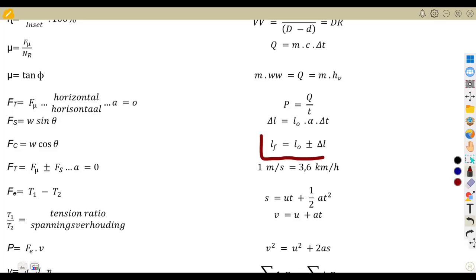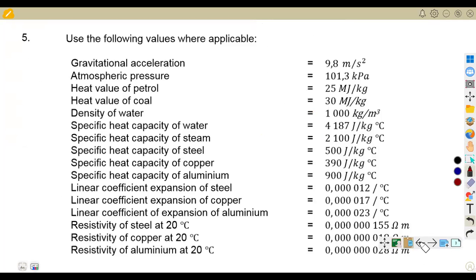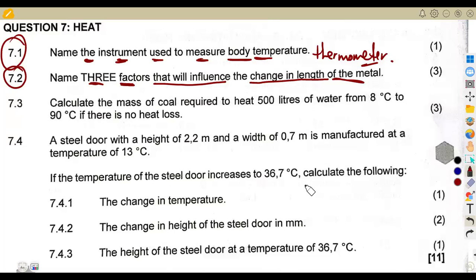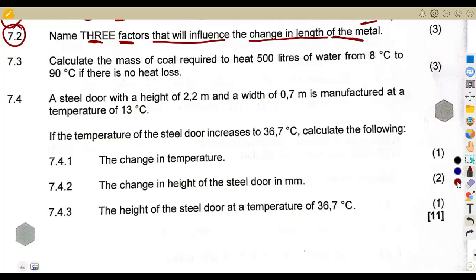The change in length is equal to the original length times the linear coefficient of expansion times the change in temperature. These are the 3 factors that affect the change in length. So you use the formula to answer this type of question. If you know your formula, then you just take from your formula. They can even ask, if you remember on electricity, 3 factors that affect the resistance of a certain metal or material. You take from the formula of the resistance.